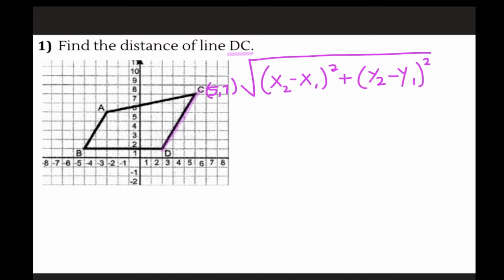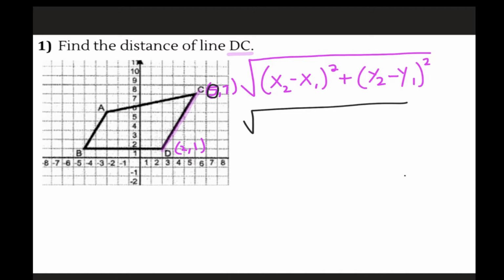5, 7. And how about for D? Point D, what coordinate represents that? 2, 1. All right, let's substitute our values in to that distance formula. Remember, it doesn't matter which one of these you refer to as x1 or x2. What matters is that you are consistent when it comes to the x's and the y's. What do you mean by that, Ms. Kluver? Well, let me show you.